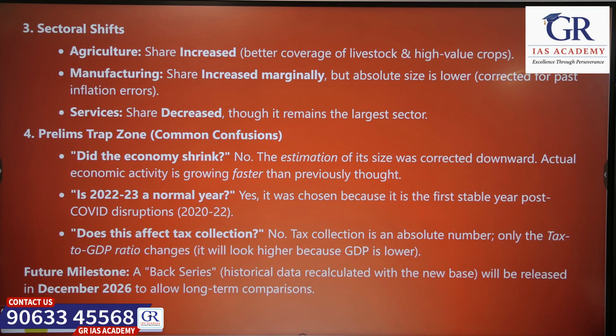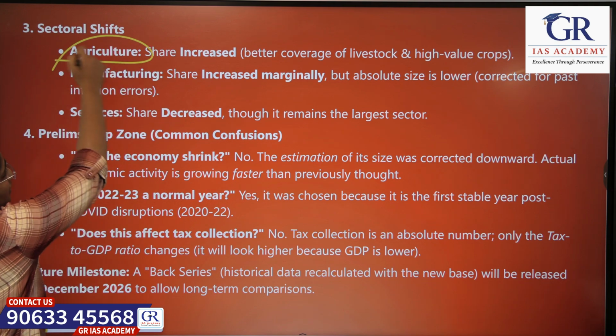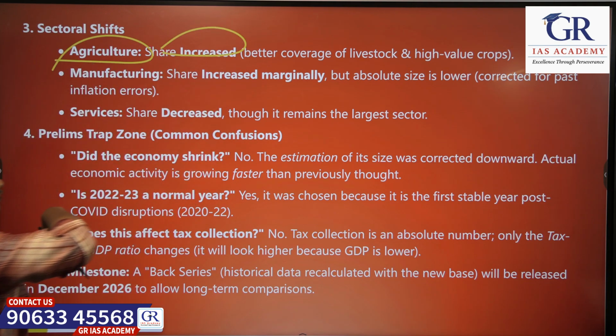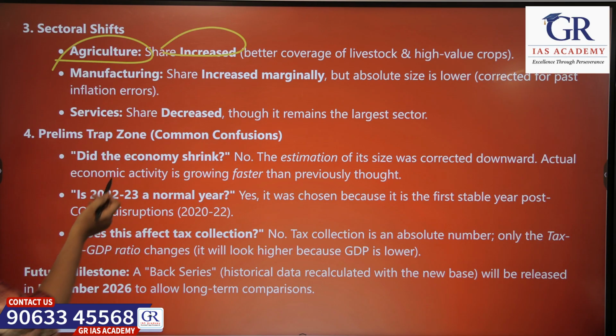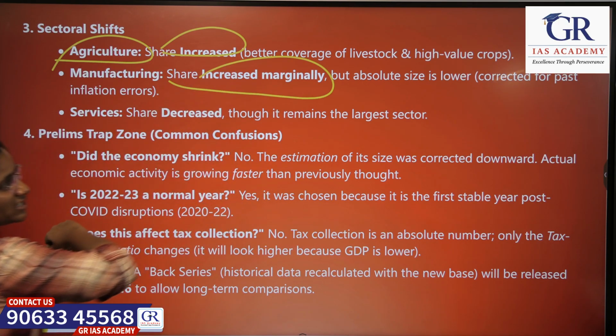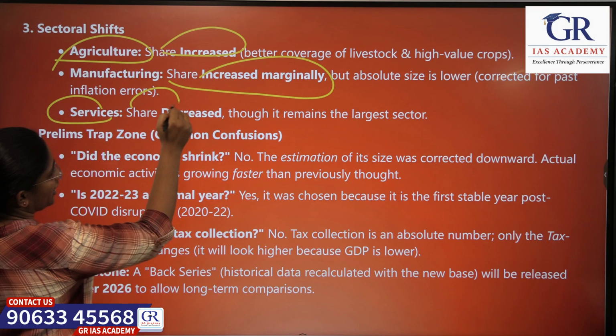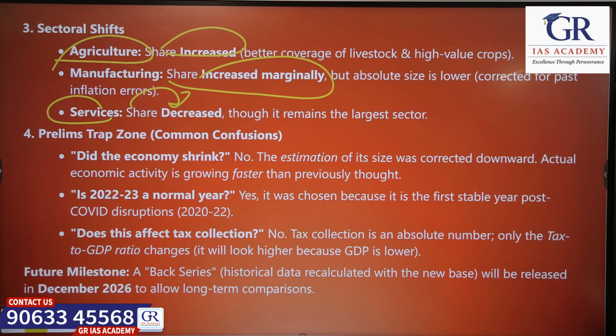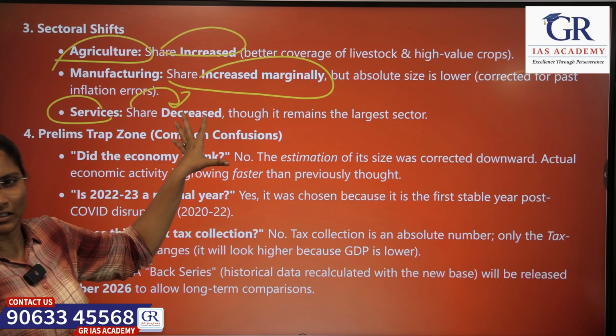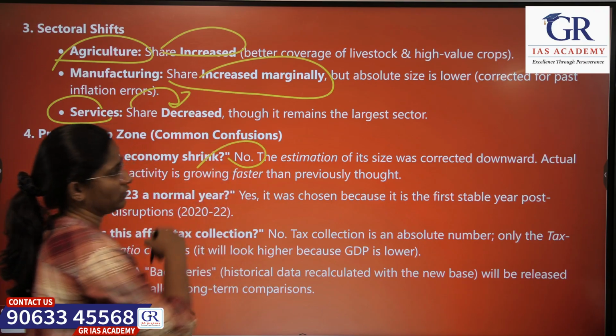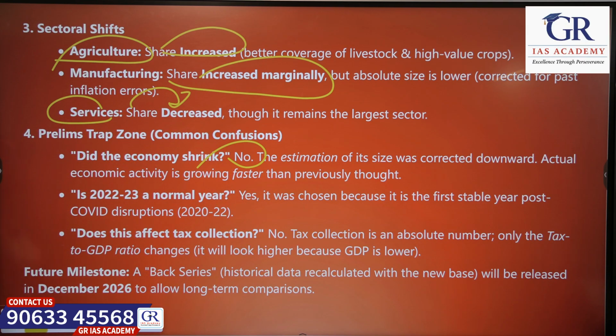What about the shifts in the different sectors, especially agriculture and manufacturing? In agriculture, the share increased. Whereas in manufacturing it also increased, but very little. In case of services, the share decreased. So, what do you have to remember here for the exam? Did the economy shrink? No. It's not shrinking.